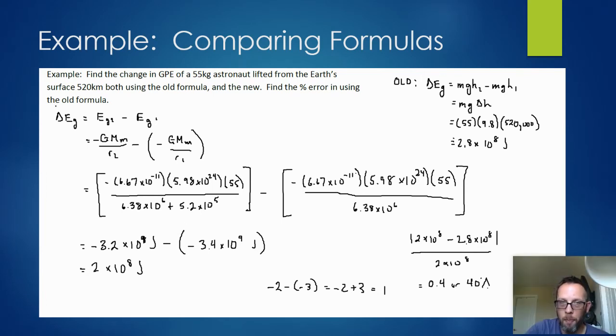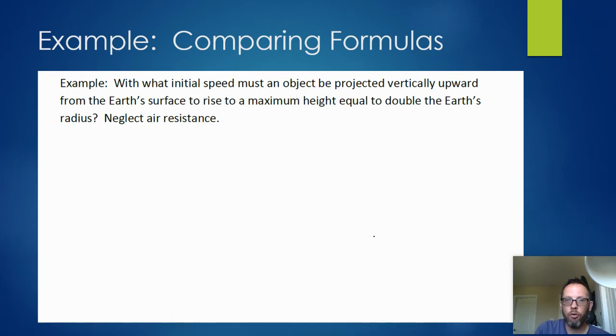So the purpose of this example, I wanted you guys to just get practice calculating a gravitational potential energy, and become okay with the fact that it's negative, because if you're separating two objects, you are going to get a positive change in gravitational potential energy. We're going to do one more example, and this actually isn't comparing formulas. This is just applying conservation of energy.